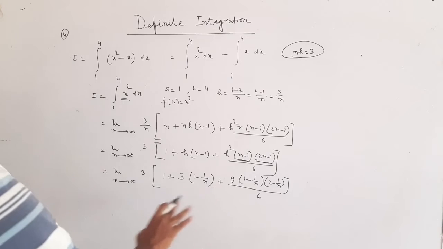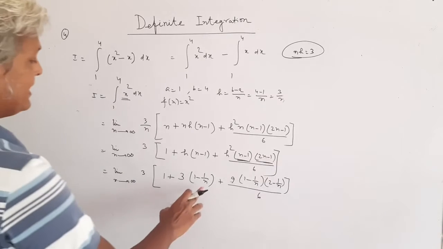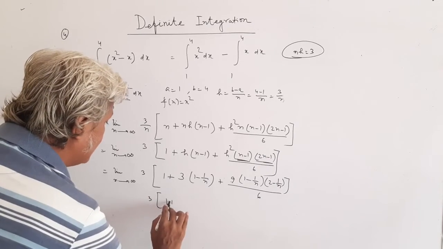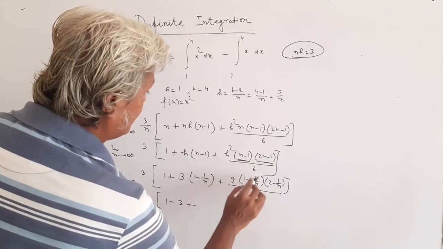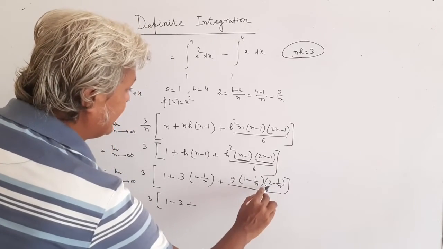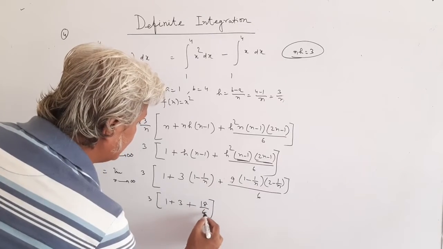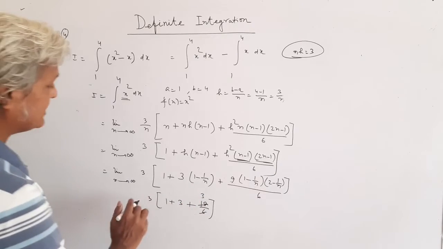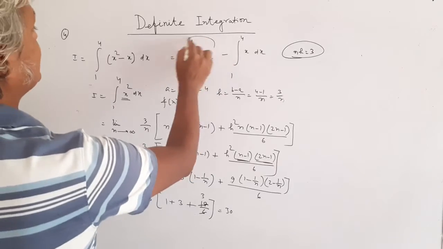Now you put the value of limit as n tends to infinity. Wherever you have 1 by n, that will all become 0. So what you get? 3 times 1 plus this is 3. This becomes 1, this becomes 2. So 9 2s are 18 by 6. So this is 3, 6 3s are 18. 3, 3, 9 and 1, 10, 3s are 30. Your answer is 30. Now check whether I get this answer as 30.